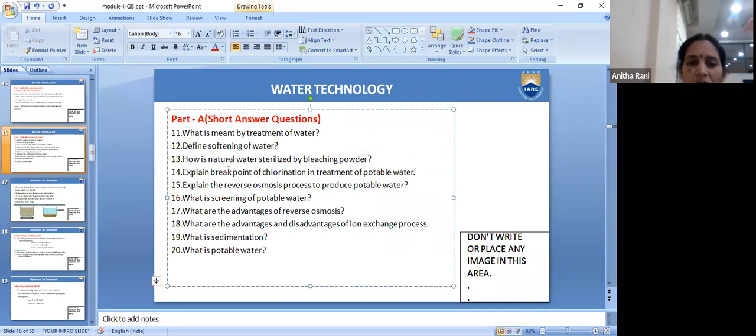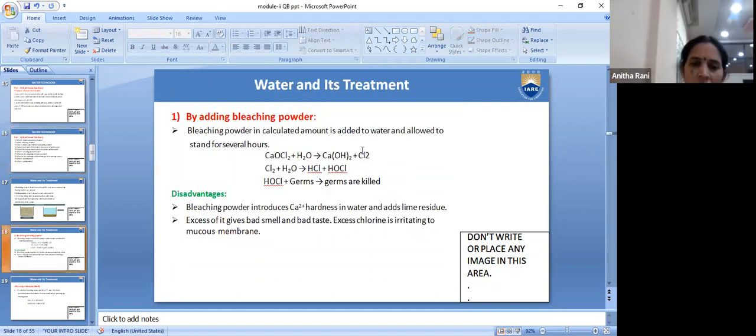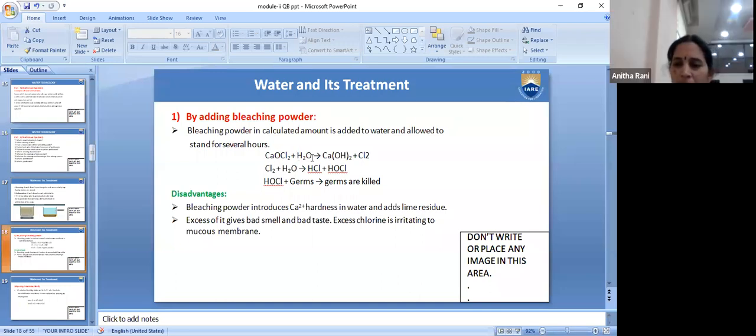Now, how is natural water sterilized? By bleaching powder. Tell me, how will you go for sterilization? By using bleaching powder. We will use calcium oxychloride in water. When you add bleaching powder, what happens? Tell me, when you are adding bleaching powder, calcium oxychloride, in water, what are you getting?